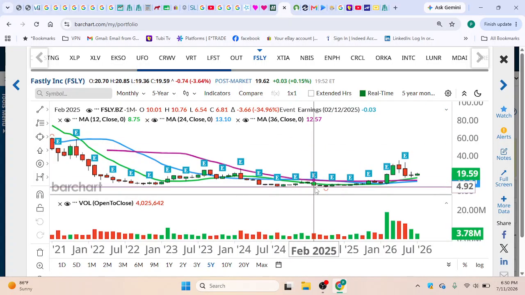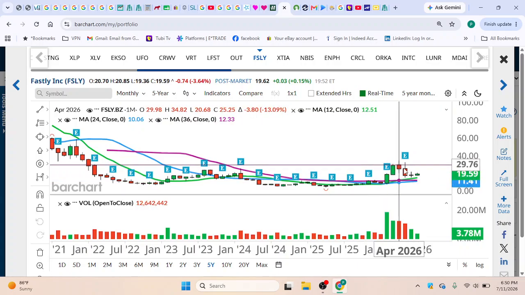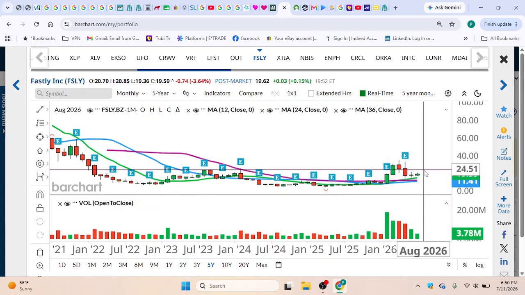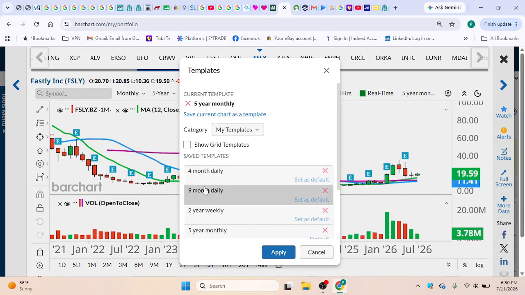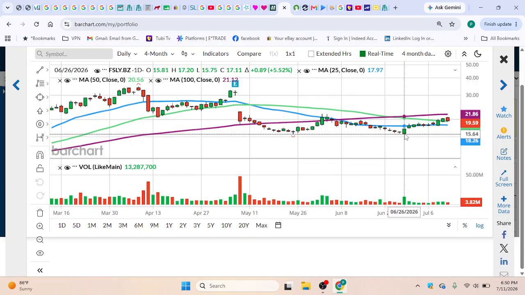Fastly had a pretty long period of consolidation, moved up, created a pivot, and has moved back. This may be an opportunity for Fastly to start transitioning back to an uptrend here. Let's take a look at a daily chart of Fastly and see if we see any evidence of that. Yeah, there's a little bit of evidence that Fastly has some demand.